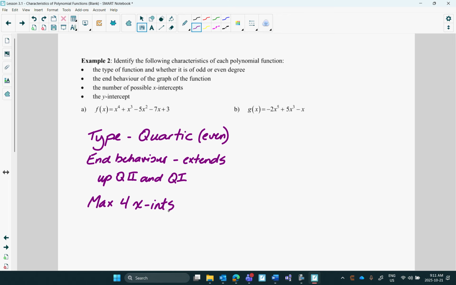And then for this last one, we just got to do a little bit of math. To find the y-intercept, what do we do? We make x equals 0. So if I make all the x's 0 and calculate this, what does the y-intercept become? 3. You try the second one, just so you can get a handle.